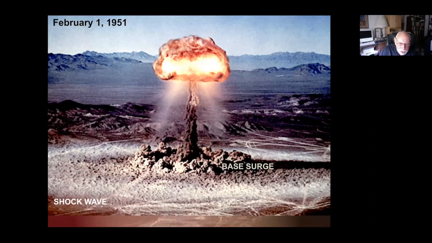The shock wave essentially starts kicking up dust as it moves across the land surface, and then the base surge comes along. So the shock waves from these atomic blasts just took everything down that was in front of them, and the base surge came along and essentially annihilated it.